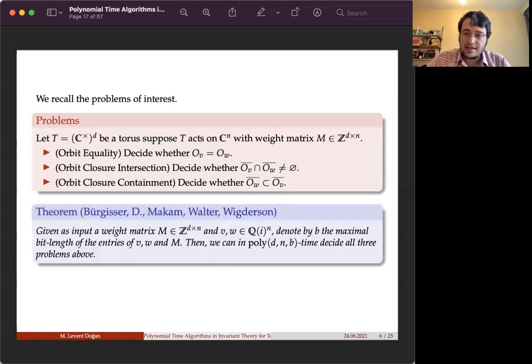And the main theorem of this talk is that each of these problems admits a polynomial time algorithm. To be more precise, each algorithm takes M, the weight matrix, as the input. The entries of the matrix are encoded in binary. And the algorithms take two vectors, V and W, again encoded in binary. So we assume that the entries of V and W are Gaussian rationals, and we assume that the maximum of the bit lengths of the entries of the matrix, V and W are all bounded by B. Then in poly D and B time, we can decide all three of these problems.